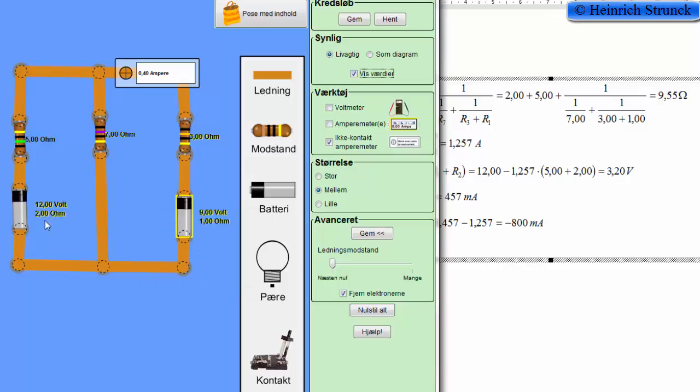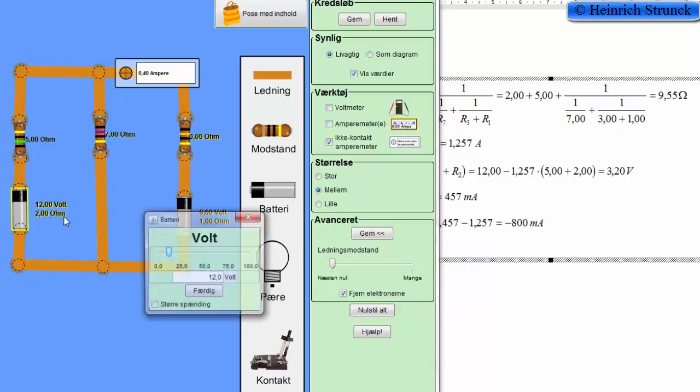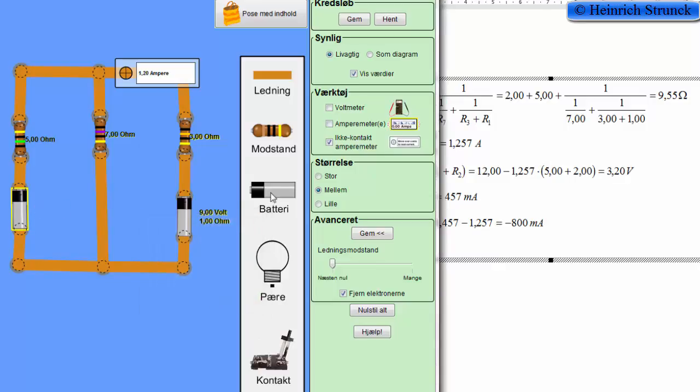So instead of replacing the battery with a resistor, we just can change the voltage over here to 0 volt. Then we keep the internal resistance, and it is much easier. So we have a resistor of 2 ohm here, but no supply voltage. So it acts as a 2 ohm resistor. Now we just have to make the calculation over here.